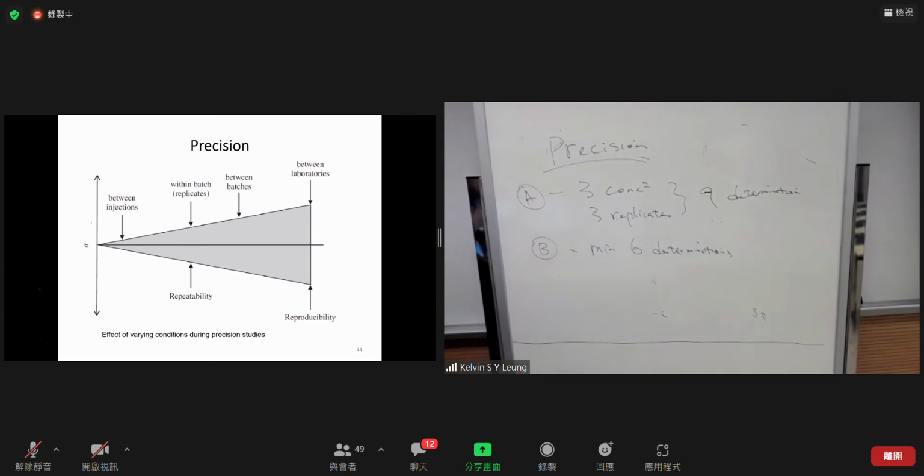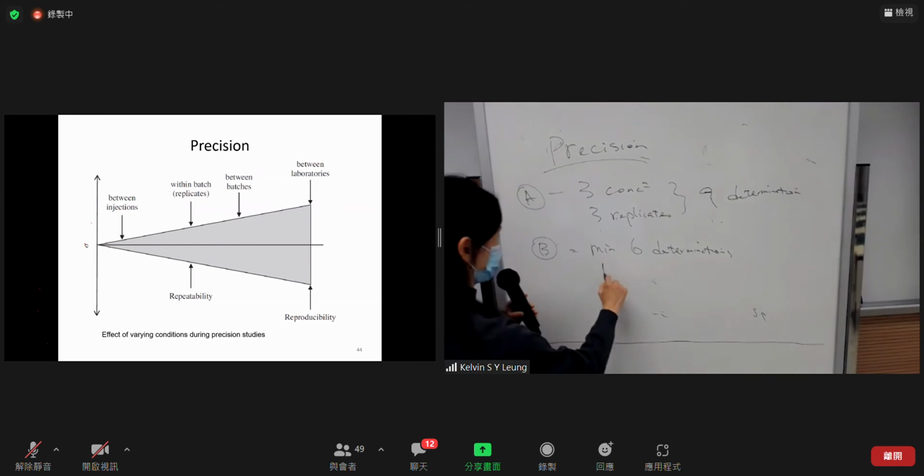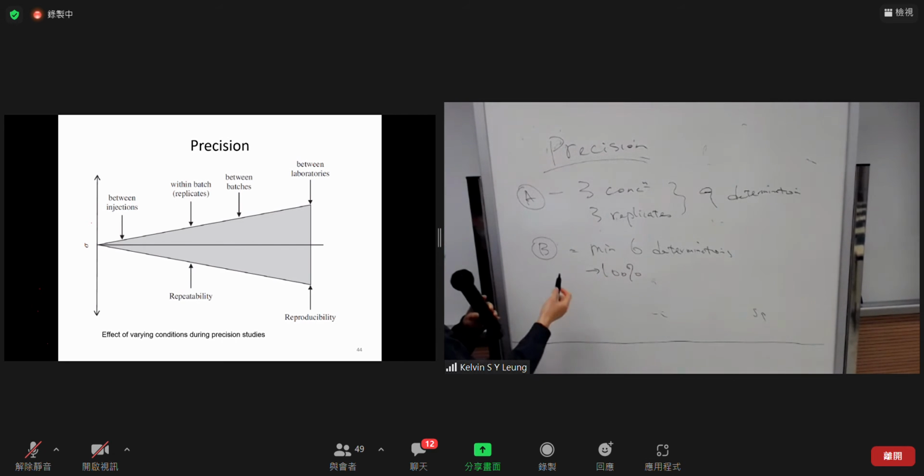Okay, so this 6 determination can use at your 100% concentrations. That means, as an example for precision, let's say 100 is the target one. Then you perform the 6 determinations at the 100. If you have the ability, then I will go for that.